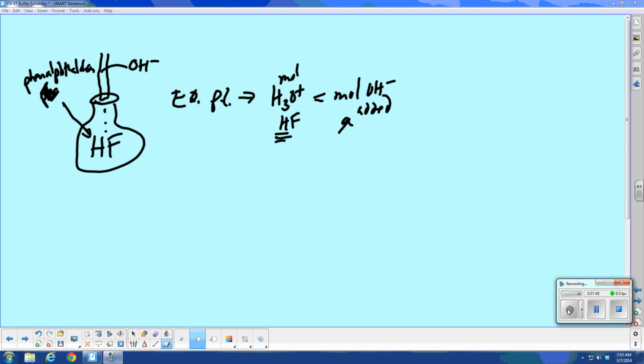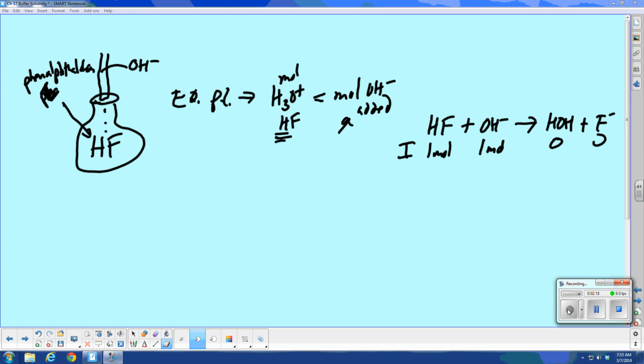Now, think about this for a second. I have HF plus OH minus, and what's that going to form? It's going to form water and F minus. Now, let's say that initially I start off with 1 mole of HF. How many moles of hydroxide is it going to take to react with all that 1 mole of HF? Well, 1 mole. Why? Because there's a 1-to-1 ratio. And we're going to start with 0. So I'm going to add 1 mole of hydroxide.